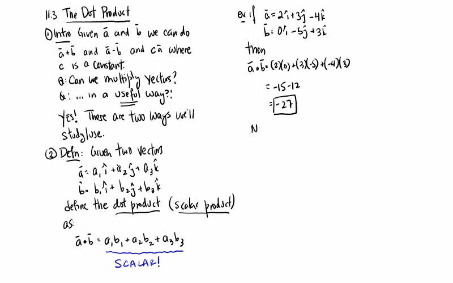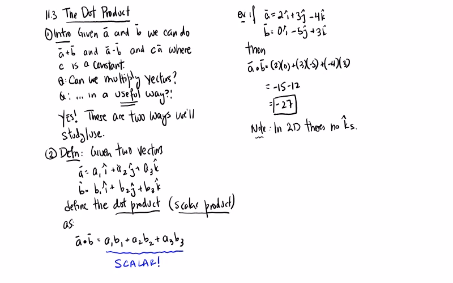And just a little note here: in 2D, this is fine too. There's just no k. There are no k's in the vectors. So in other words, you just have A1 B1 plus A2 B2, and that's it. So this is the definition of the dot product.